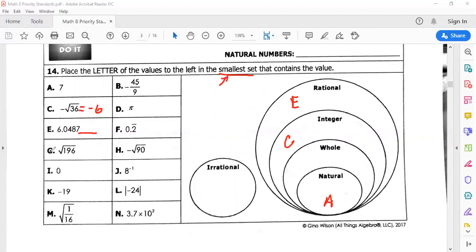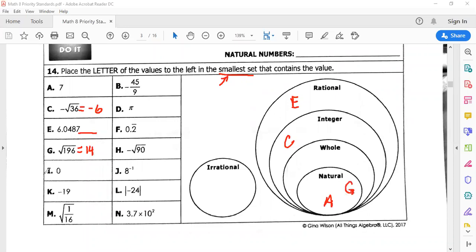All right, so now we have the square root of 196. If you look up at the top of your page, you should know that the square root of 196 is 14. Since we can simplify that to a positive whole number, we're going to put that right here. It is an integer, but the smallest group it goes in. That's a counting number. So we're going to put that right here, G, because we can count with that.